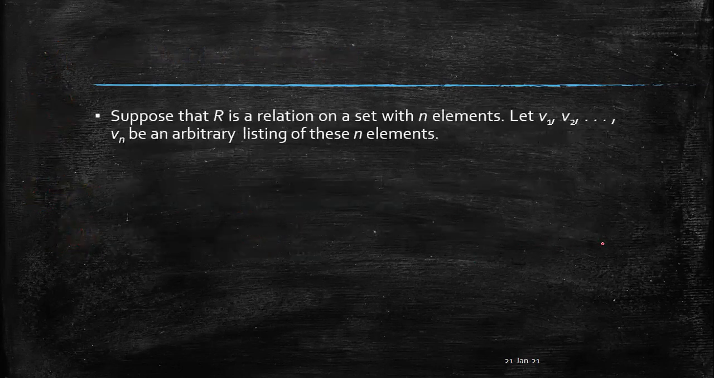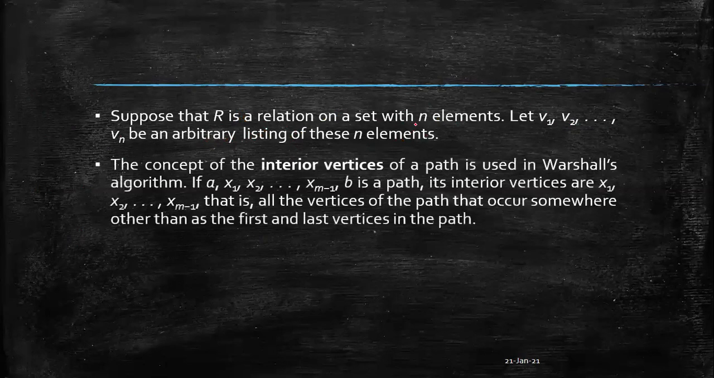Now, suppose we have a relation R on a set with n elements, and if we create a digraph of relation R, the vertices are v1, v2 and so on up to vn. They are arbitrary, that is, there is no arranged order; we are just randomly assigning the vertices to the n elements. Then another important concept here is interior vertices.